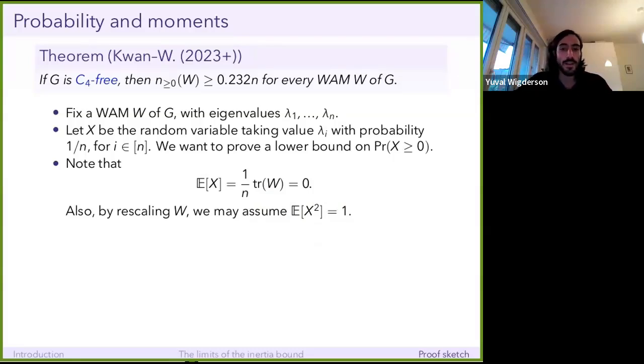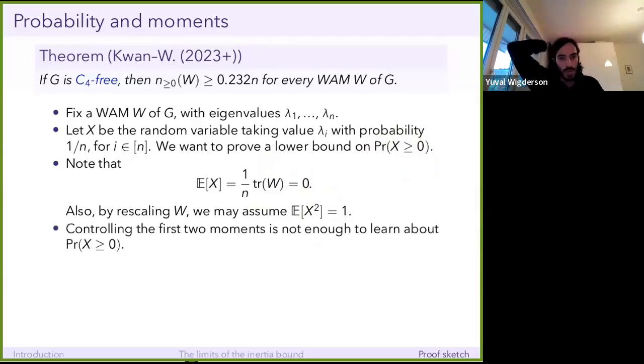Then you could hope: is it enough to know the first moment and the second moment? Is that enough to say something about this probability of non-negativity? The answer is no. Just knowing the first moment and the second moment cannot tell you anything about this quantity.